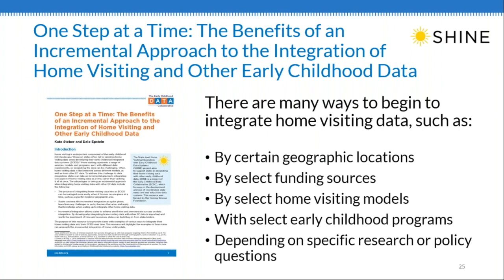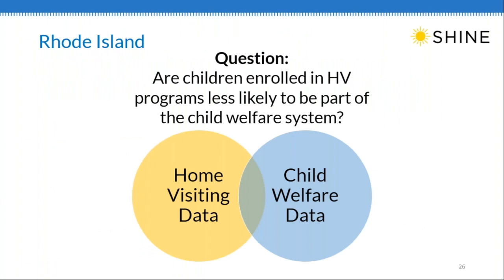So on the next slide, I'll give you an example from Rhode Island. Rhode Island opted to start by integrating home visiting data with child welfare data. This approach aligned with the state's need to answer specific questions requiring the integration of these two programs' data. For example, the state was interested in understanding whether children enrolled in home visiting programs were less likely to be part of the child welfare system.